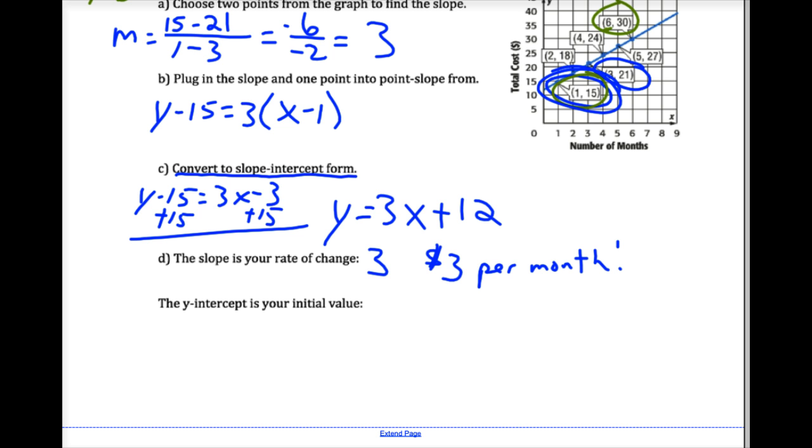But there's more involved than just the $3. The y-intercept is the initial value. Henning, what's the y-intercept for this equation? 12.